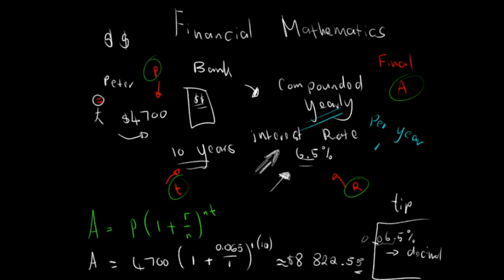Now, you can also pay interest, of course. Let's say you owe money to the bank. It can be the other way around. So you might have to pay back this amount if you borrowed this amount in 10 years. So it goes vice versa. All right, that's compounded interest.